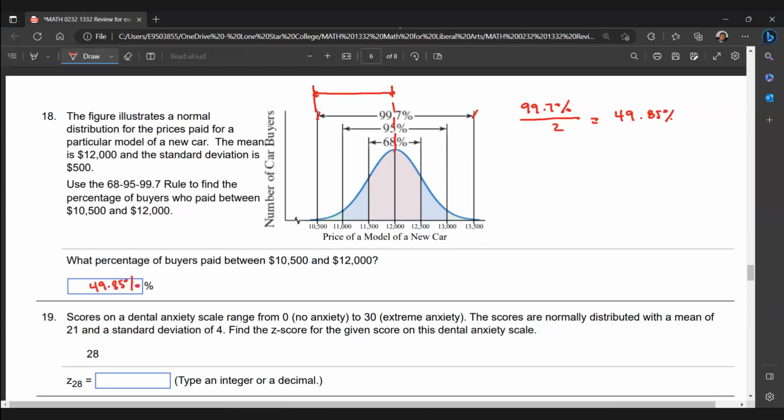49.85%. Okay. Again, when we're looking from here to here, we know that from here to here, that is 99.7% of the data. We want half of that. So therefore we divide by 2 and we get 49.85.